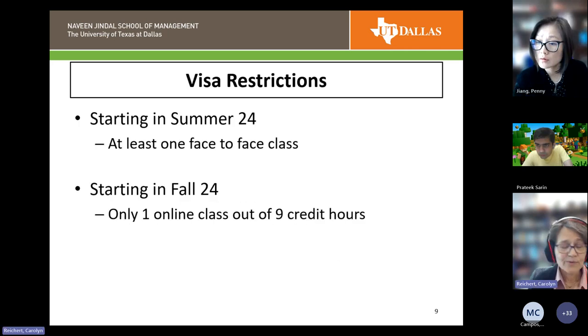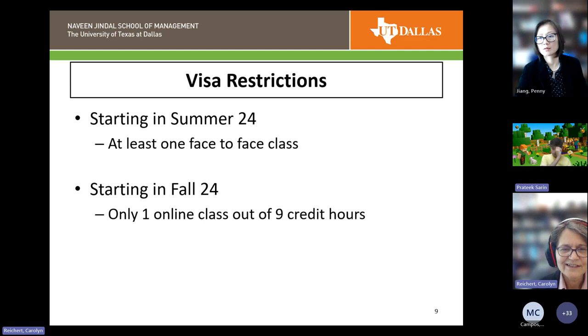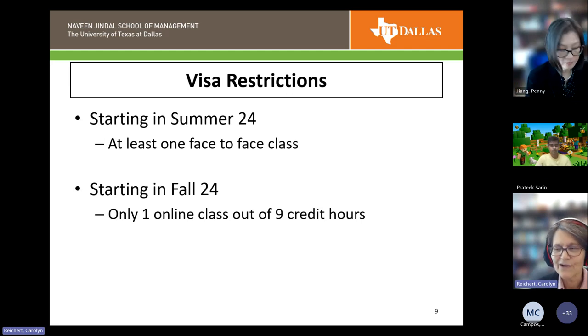So just as a visa restriction requirement, if you start in the summer 2024 and you are on a visa, and I don't know that there are many of you, but if there are any of you, because it's your first semester, you would need to have at least one face-to-face class. If you're starting in the fall of 2024 and you're taking only 9 credit hours, you can only have one online class. So you could do one online and two face-to-face. I think if you take 12 credit hours to pick up an extra class, it could be online. But to be considered full-time for visa purposes, you can only have one online class.